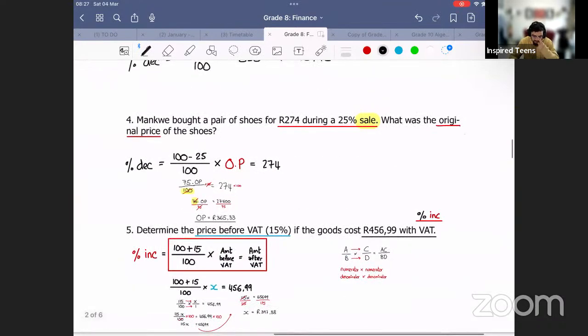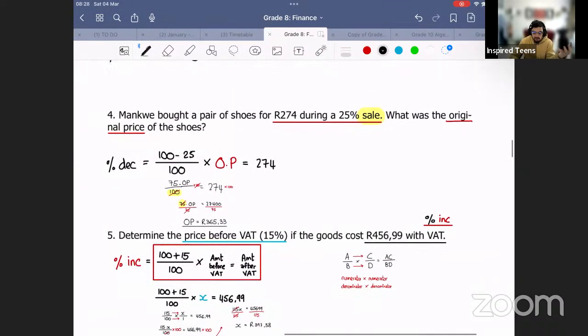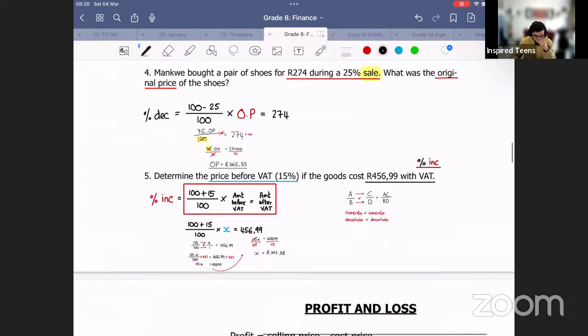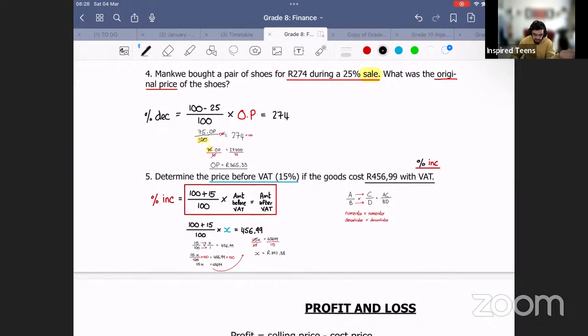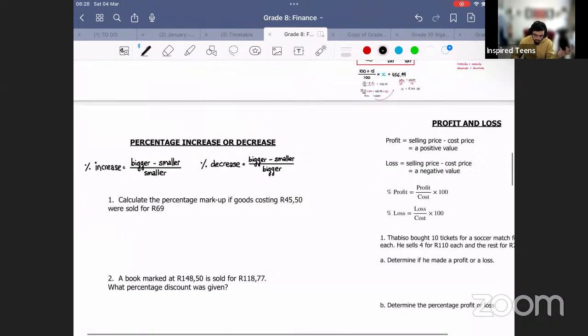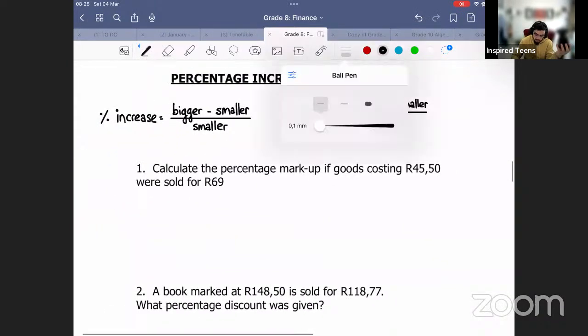For those of you who didn't understand number 4, please redo or rewatch the video later, because it's exactly the same as number 5. If you understood the algebra in number 5, you'll understand the algebra in number 4. Yes, we're going to do profit and loss. Let's try and speed it along.